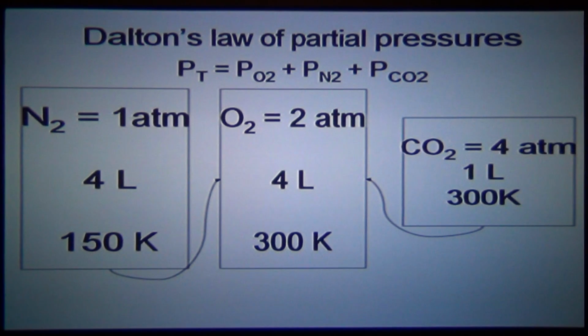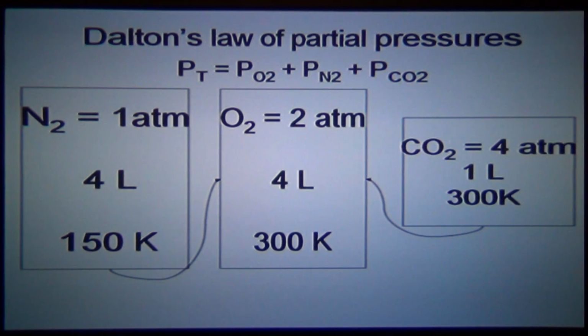So if we transfer the nitrogen in with the oxygen, notice the container size is the same. They're both 4 liters. But notice that the temperature is changing. That is, nitrogen in the new container will be at 300 Kelvin instead of 150. That is, we're going to be providing the nitrogen molecules with more energy. That is, they're going to be hitting the sides of the container more often, building up a greater pressure. So nitrogen in the new container will not exert 1 atmosphere.